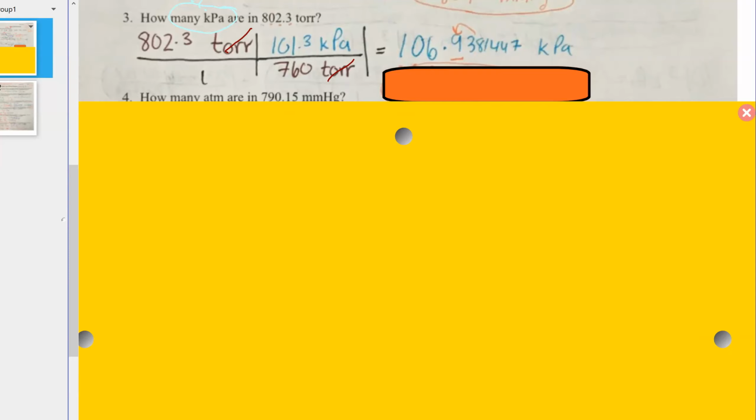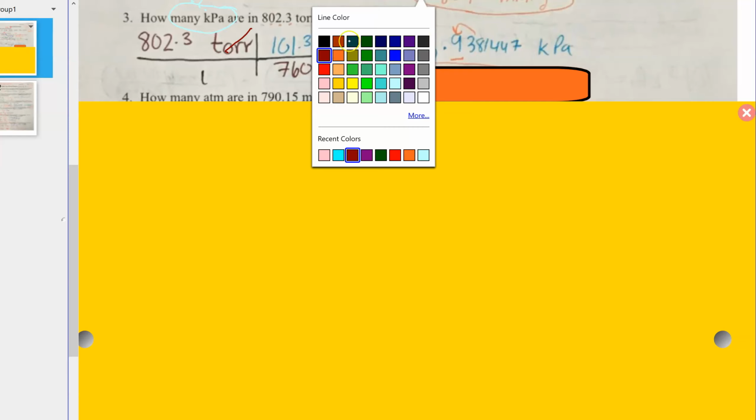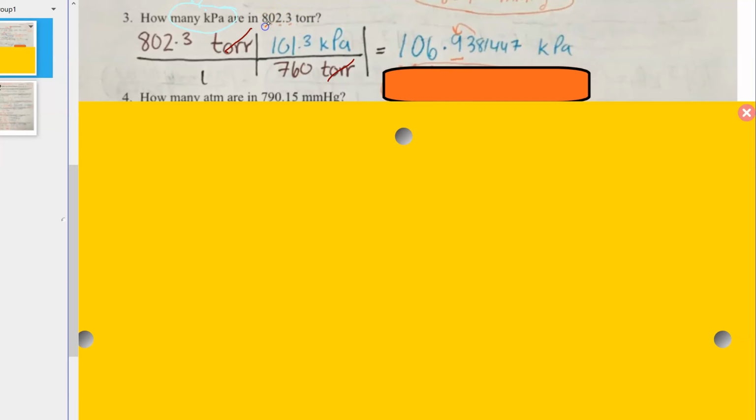But too precise. So let's round for those sig figs. In our original problem, we've got 1, 2, 3, 4 sig figs. That means I've got to go 1, 2, 3, 4. Look to the right. Will the 3 bump the 9 up? Nope. It'll stay the same. There's your final answer.